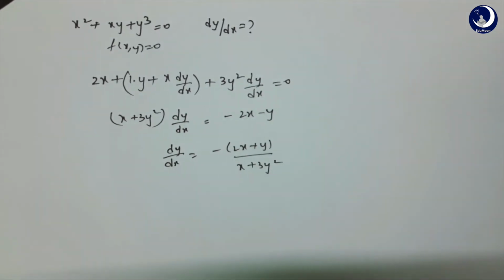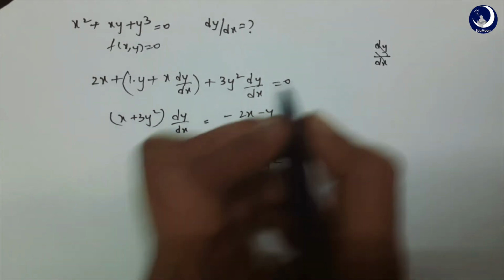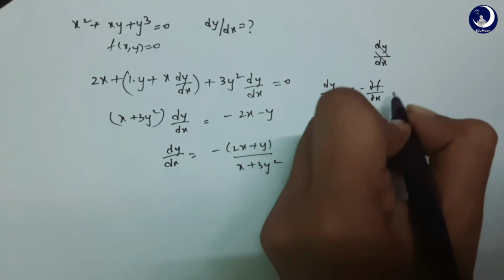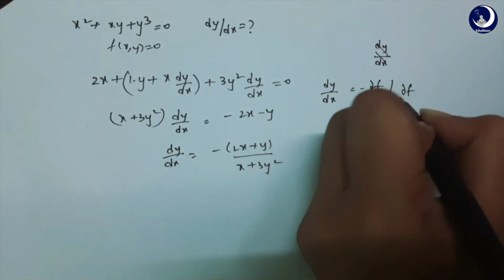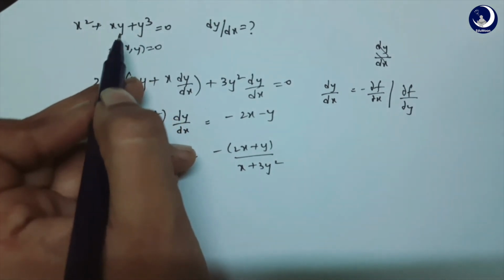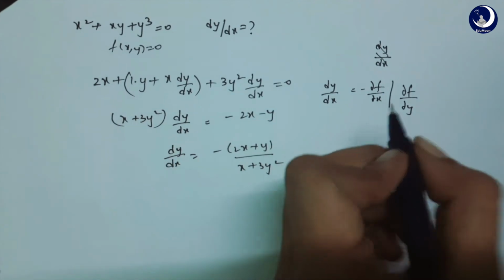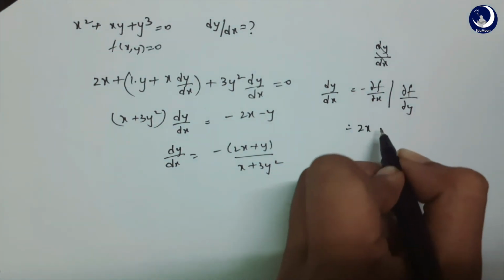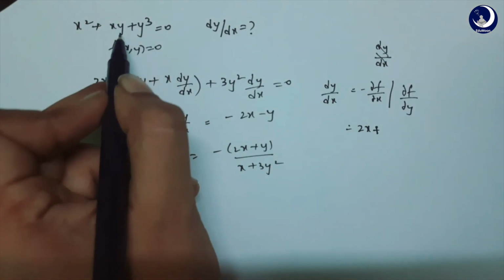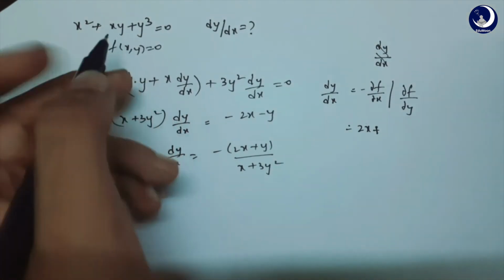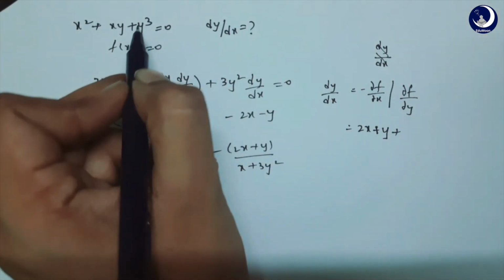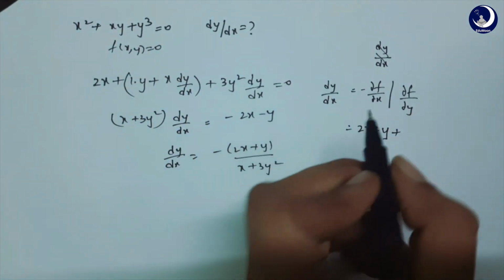This is one way. And the other way, we got a formula before that was dy by dx equals minus dou f by dou x by dou f by dou y. So partially differentiate this equation with respect to x. So you're treating y as constant. So this term would be 2x plus, since you're treating y as constant, if you differentiate x, that is 1. So that would be y plus, this whole term is treated as constant again, so a constant differentiated with respect to a variable is 0.